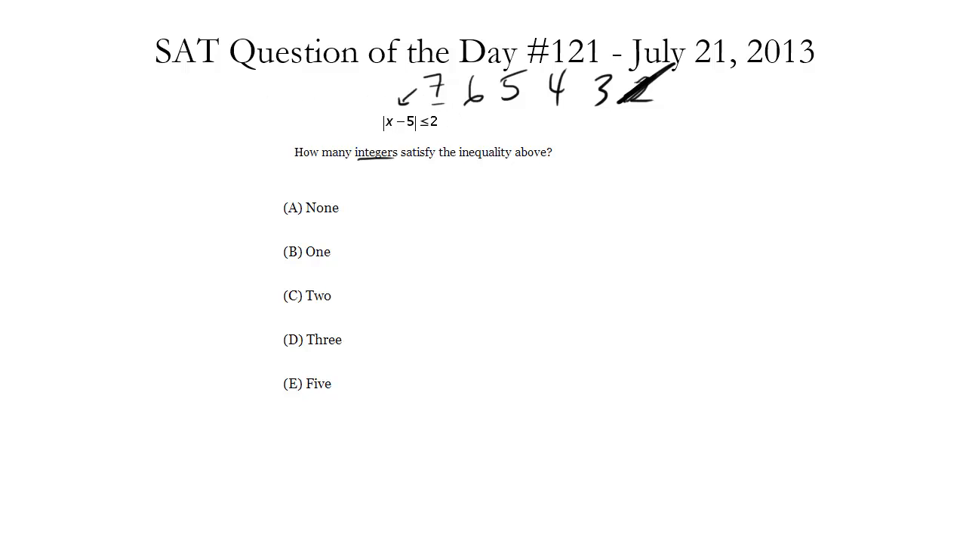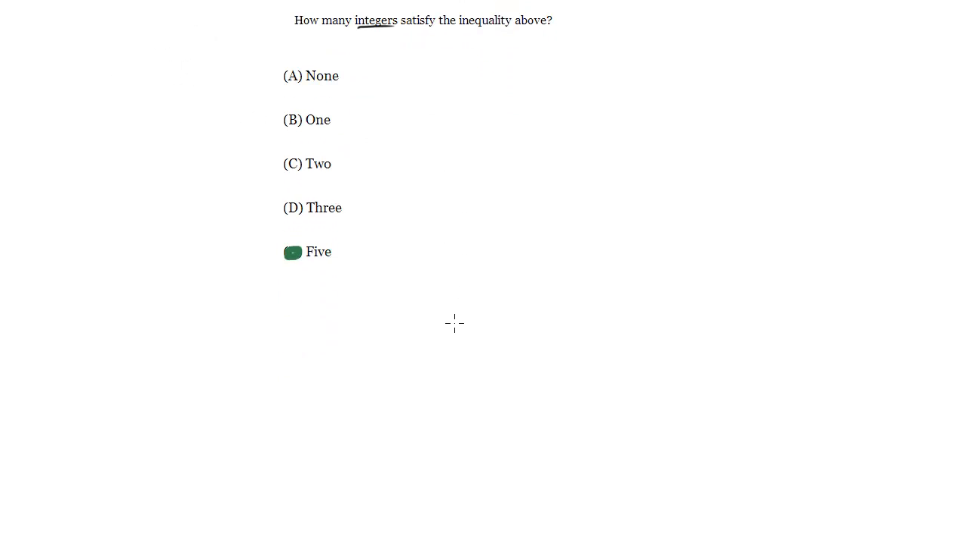So how many do we have? Well, we've got 1, 2, 3, 4, 5. So that's choice E. That's the plug-in, just work with what you've got method. There is a more fancy method that we can look at.